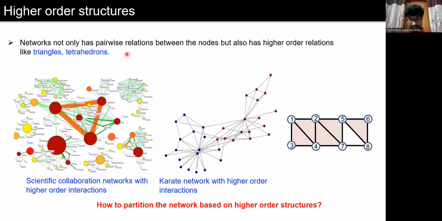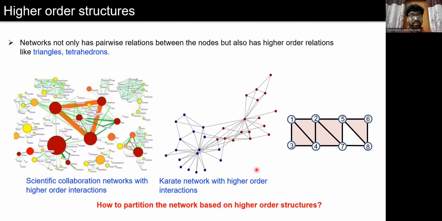The conventional clustering algorithms discussed earlier partition the networks based on the edges that capture the pairwise relationship between the nodes, but often many real datasets have higher order structures like triangles and tetrahedrons. For instance, in a scientific collaboration network where nodes correspond to authors, we can find higher order relations like triangles among the nodes due to common scientific interest among a group of three authors. Similarly, in a Karate network data, which is a social network data with nodes representing the members of a club, there always exist higher order relations such as triangles and tetrahedrons due to the shared interest among the members of the club.